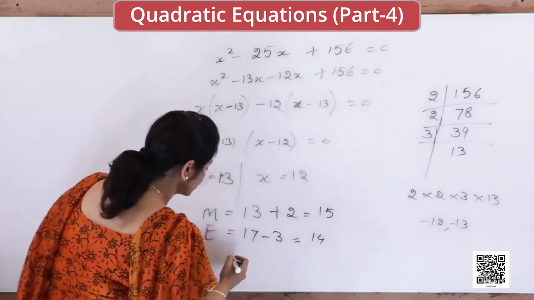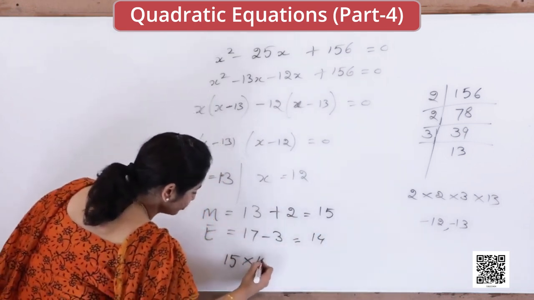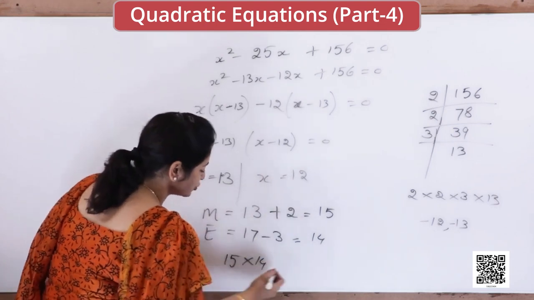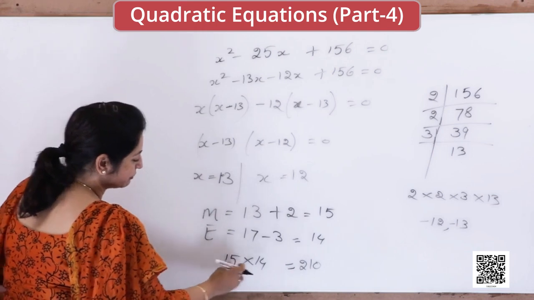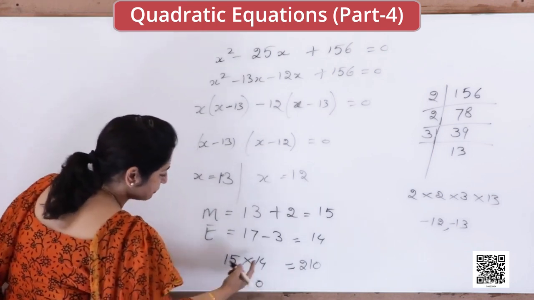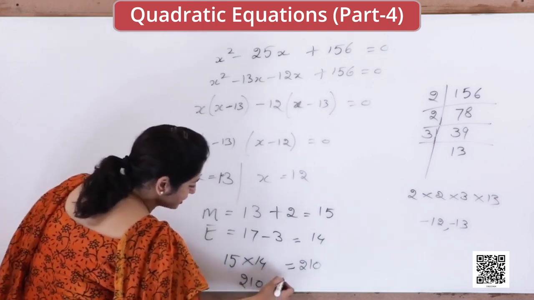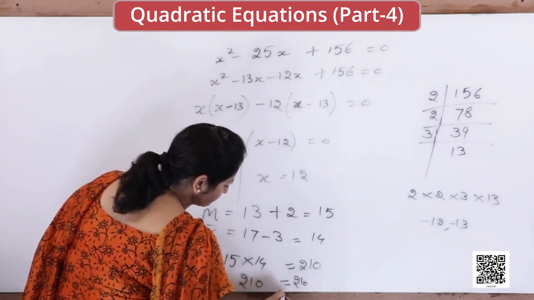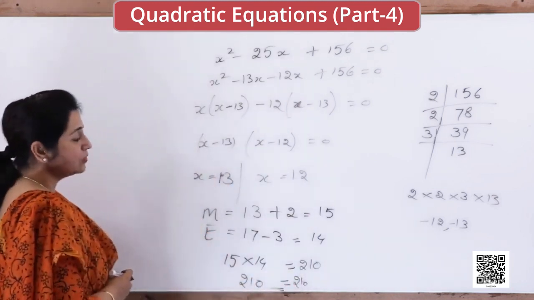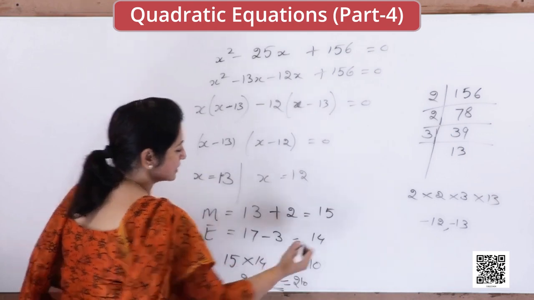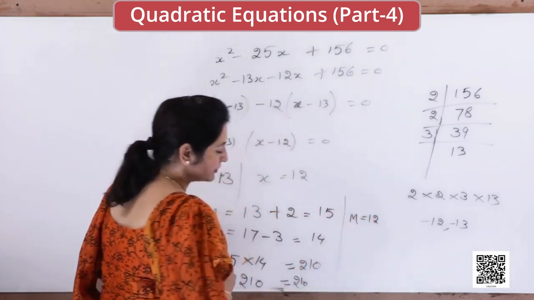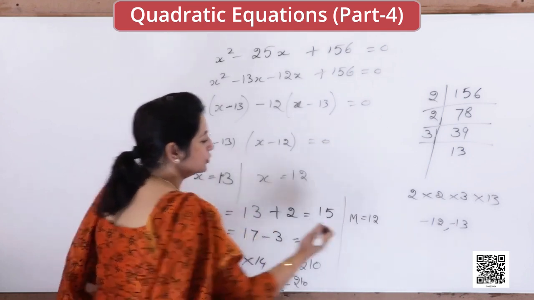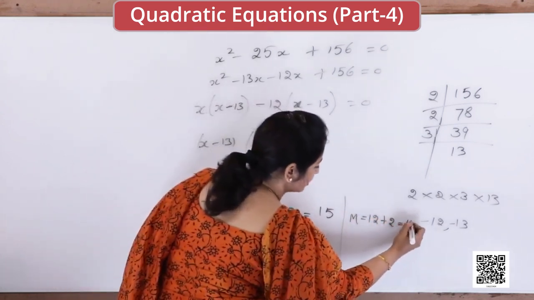Now according to question, 15 multiplied by 14, that is the product of these two numbers, should be equal to 210. Now 15 into 14, 15 4s are 60, 6 carry, 15 1s are 15, and we get 21. So 210 is equal to 210. So this is correct. Now let's take up the second case. Here we have marks in mathematics equals 12. So adding 2 to this, we will get 14.